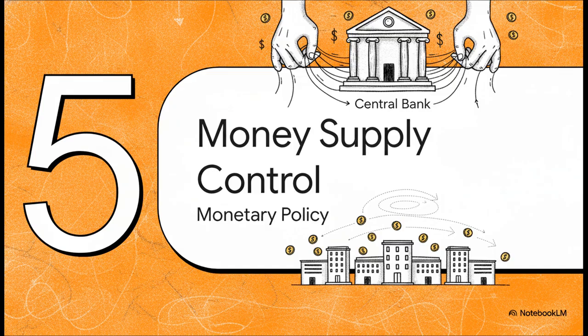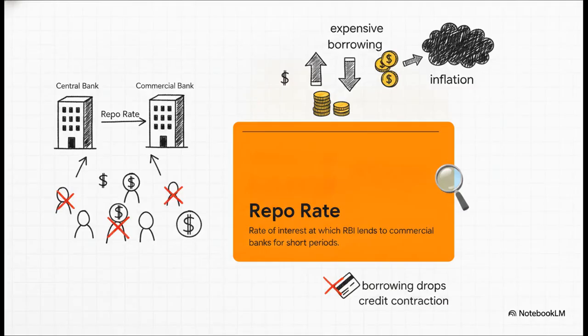Let's see exactly how they pull the strings on that money multiplier we learned about. They do this primarily using what we call quantitative methods. These are tools that affect the overall quantity and the cost of credit in the economy. The absolute most powerful tool in their belt is the repo rate. This is simply the interest rate at which the central bank lends short-term funds to commercial banks, usually against government bonds.